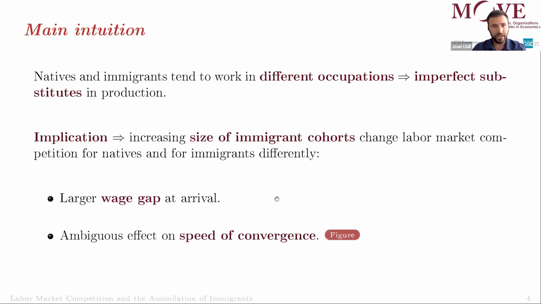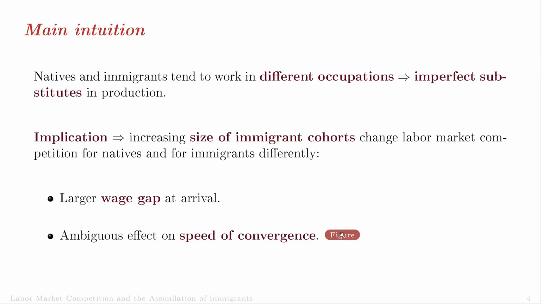Natives and immigrants work in different occupations. Immigrants tend to downgrade at entry. So for all these reasons that have been discussed in the literature, I think we all are fine in saying that they're possibly imperfect substitutes in production. So the implication is that if the sizes of immigrant cohorts keep growing over time, as we observe them to do in the data, then this means more competition for immigrants than for natives. And in a way, even for a fixed level of convergence, this itself would make the relative wages go apart as the immigrant sizes increase.